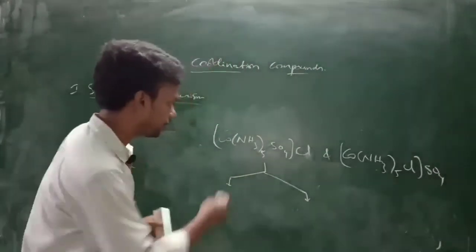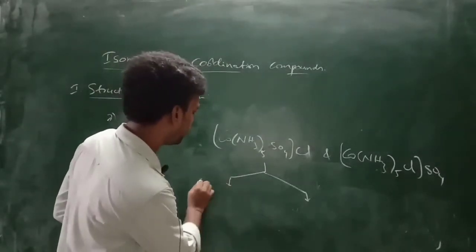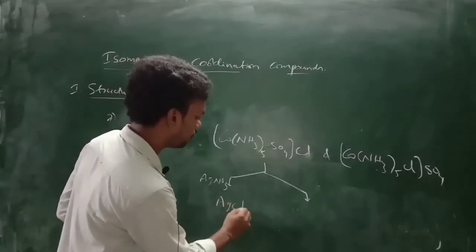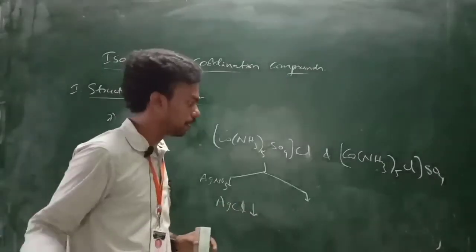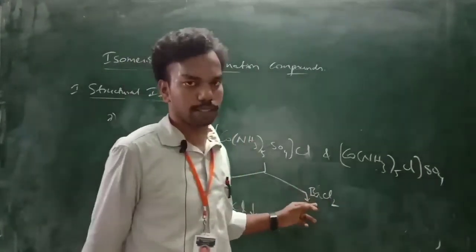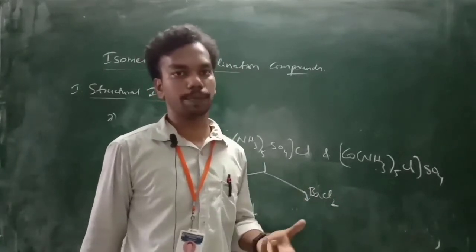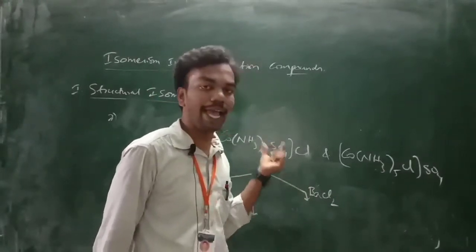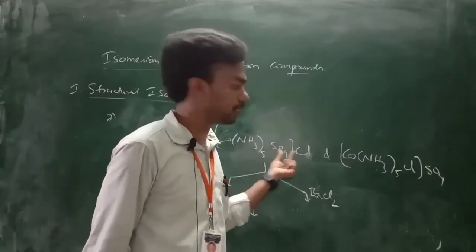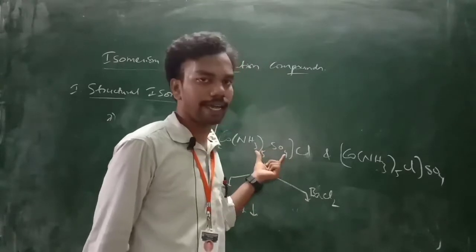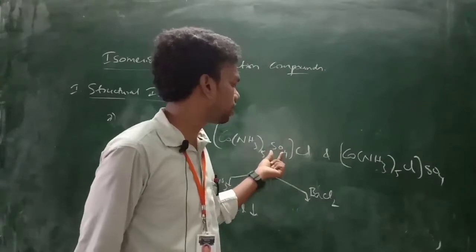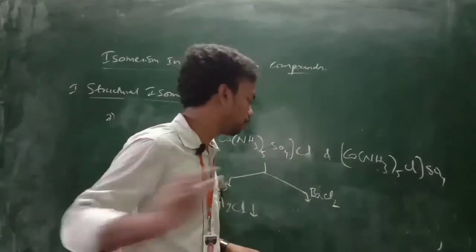For example, treating this complex with AgNO3 gives AgCl white precipitate. Treating with BaCl2, barium chloride, Ba2+ reacts with sulfate to form barium sulfate precipitate, but here the sulfate is present in the coordination sphere, so this part will not get ionized. Sulfate here is not reacting with the barium, that means no precipitate.